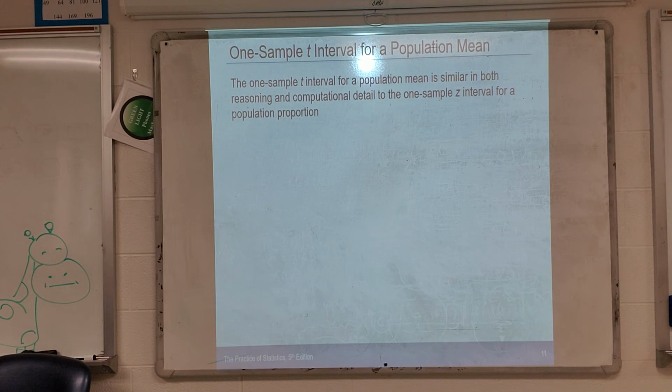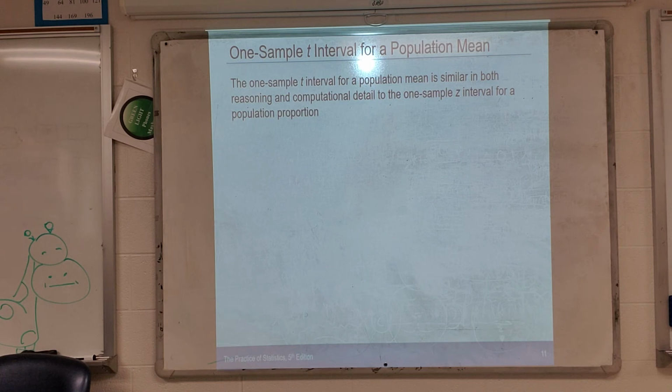So the one sample T interval for a population mean, that's the kind of interval you'll calculate. When you start one of these problems, you need to state what you're doing. Are you doing a one population Z interval for a proportion, or a one population T interval for a mean? Those are the two options for this chapter. If we're doing proportions, we're doing Z. If we're doing a mean, we're doing T.